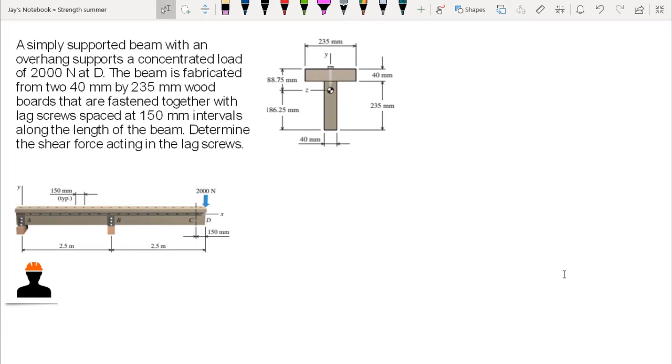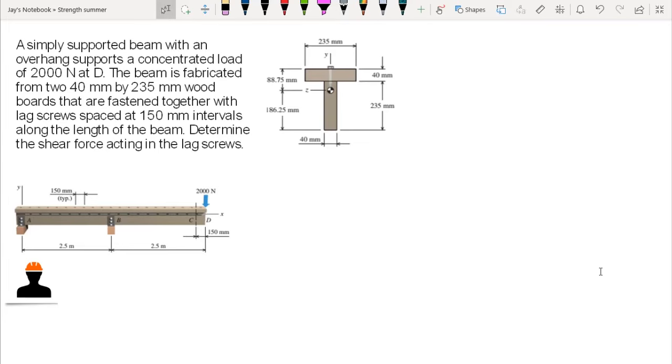Now we have this example. A simply supported beam with an overhang supports a concentrated load of 2,000 Newton at D. The beam is fabricated from two 40 mm by 235 mm wood boards that are fastened together with lag screws spaced at 150 mm interval along the length of the beam. Determine the shear force acting in the lag screws.